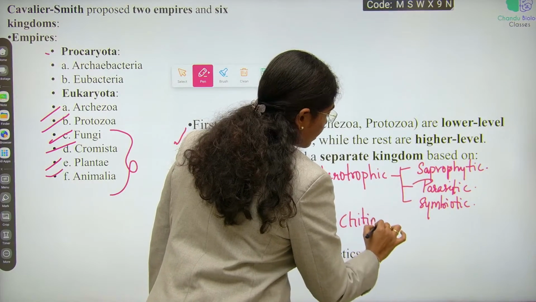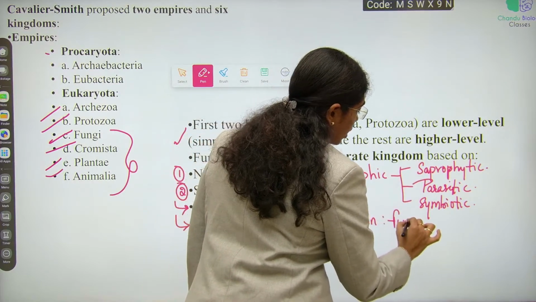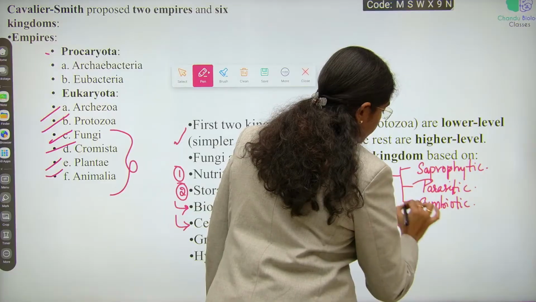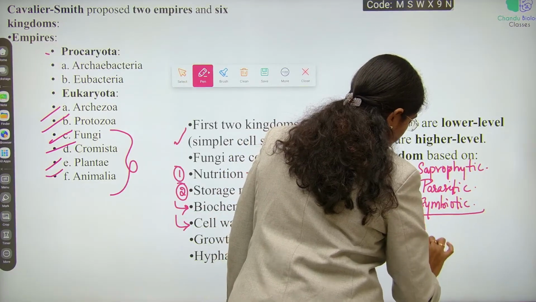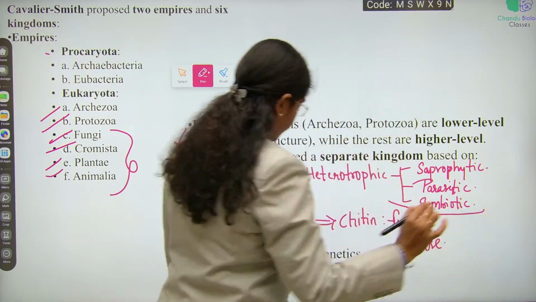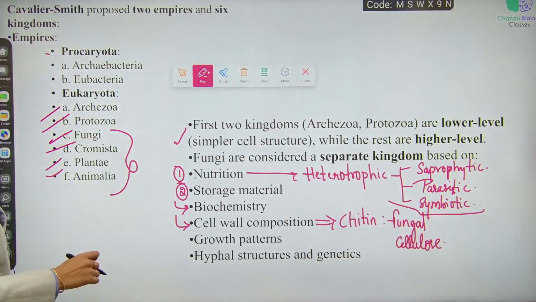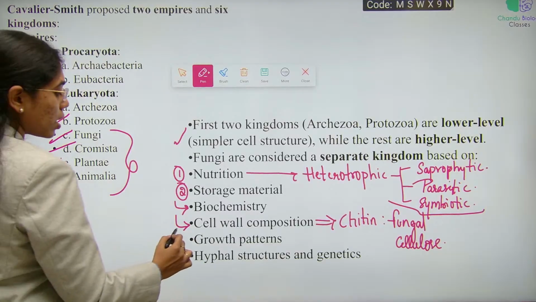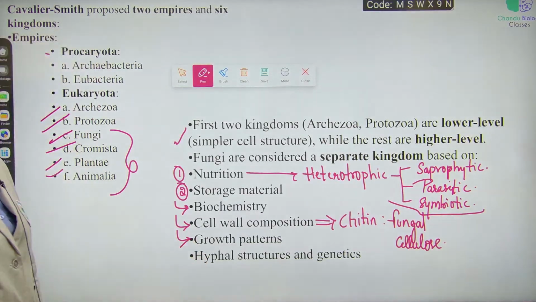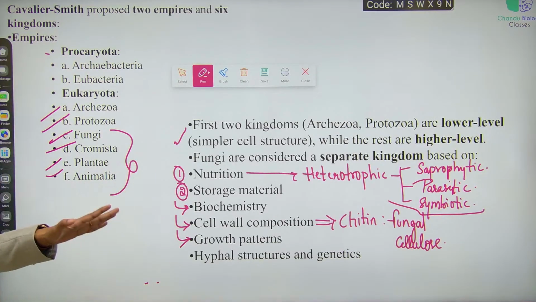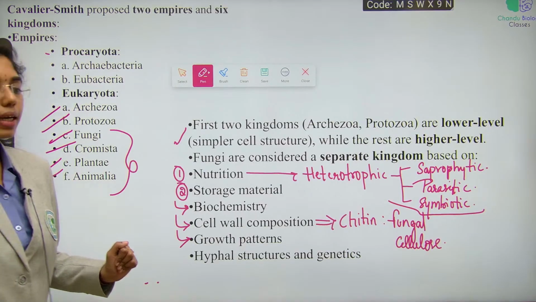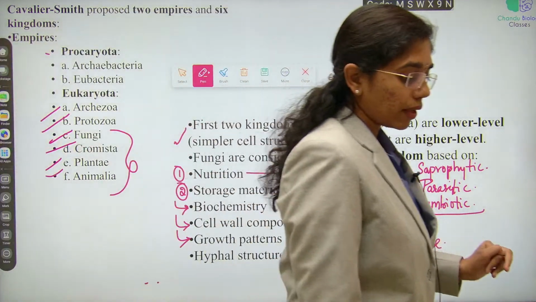Biochemistry, cell wall composition: the cell wall is made of chitin, which is also addressed as fungal cellulose. They show varied growth patterns, and hyphal structures are observed. We can also look into genetics. Clear till here? Any doubts anywhere?